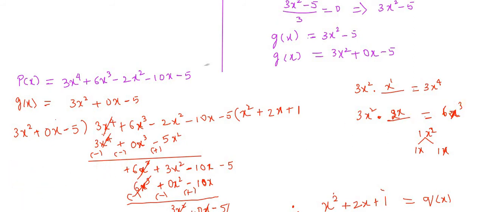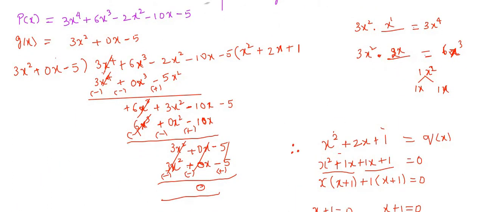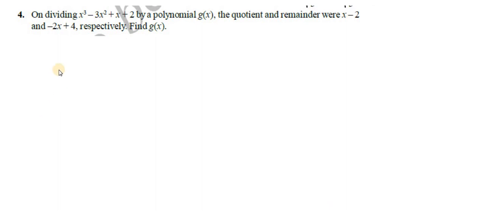Yes, one more problem is there in this chapter. We'll finish that and you can wind up this chapter. Now look into this problem: on dividing x cube minus 3x square plus x plus 2 by a polynomial g of x, the quotient and the remainder were x minus 2 and minus 2x plus 4 respectively. Find g of x. First we write what they have given, afterwards we'll find g of x.